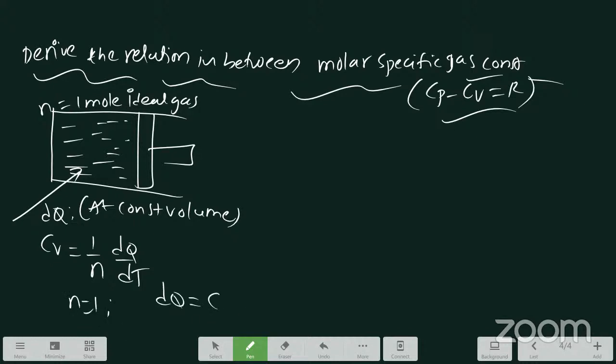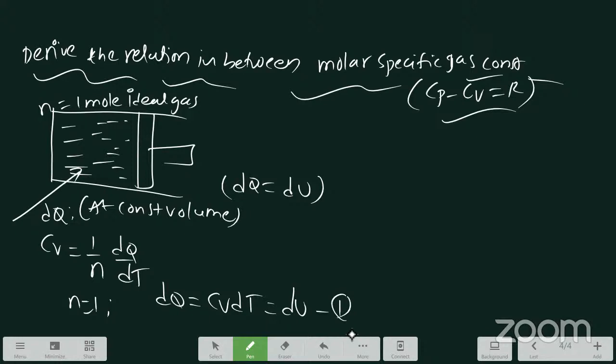dq equals Cv dt. Just now I said at constant volume, heat is required for only internal energy. That is why we wrote dq equals du. This is equation number 1. Derive the relation in between molar specific gas constant. The word molar means number of moles, n notation. Previously, mass, m notation. Numerically, both are the same. Cv equals 1 by n into dq by dt. dq equals Cv dt. That is nothing but, at constant volume, internal energy.